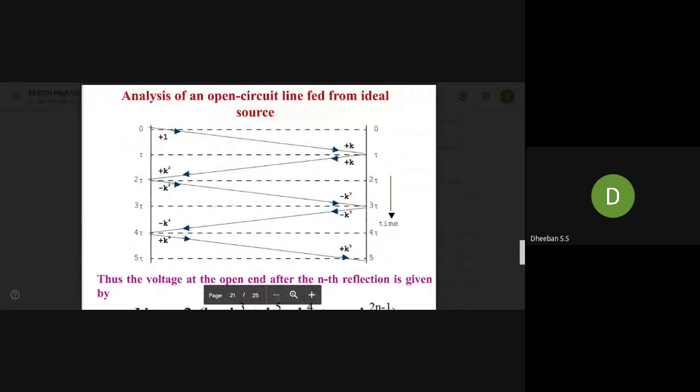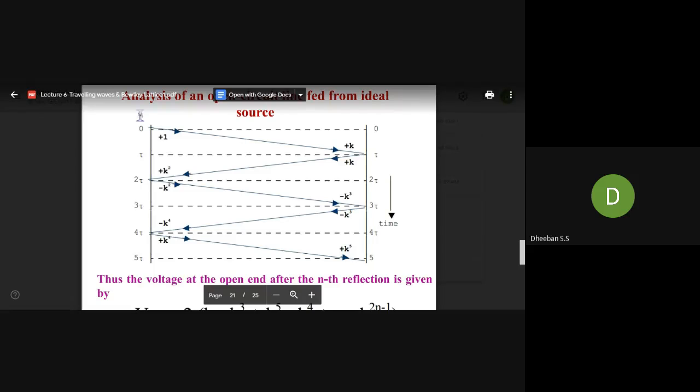So this is the simple diagram: analysis of an open circuit line fed from an ideal source. So your source will be ideal. Ideal means the source won't have any kind of losses and it won't have any kind of impact by any other quantities.